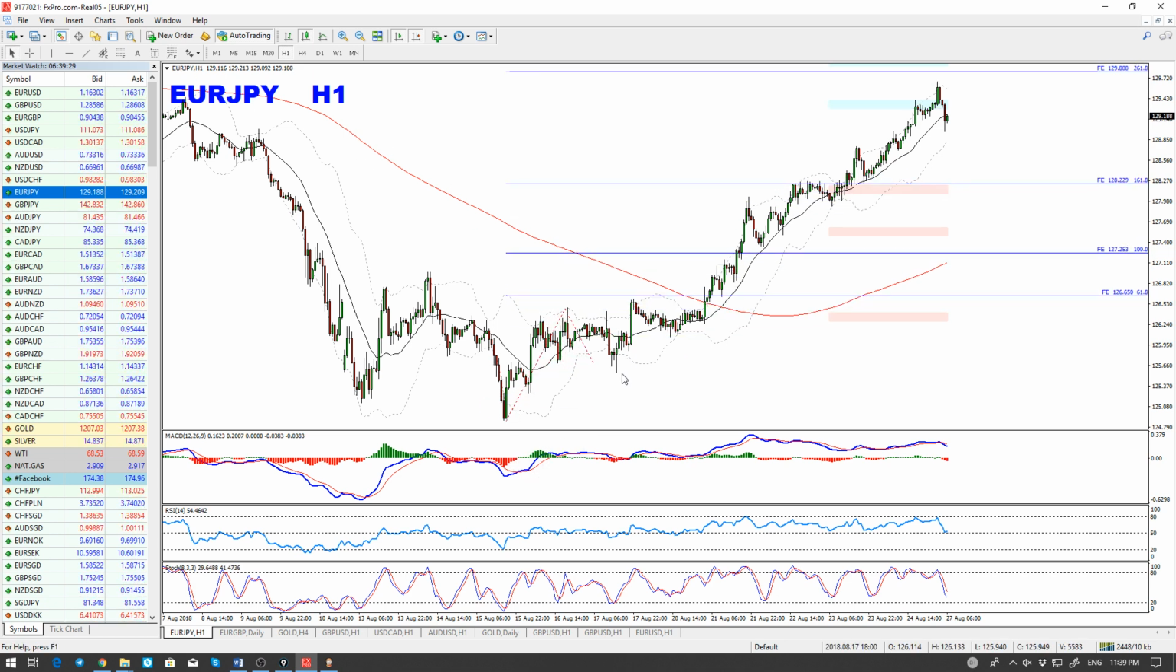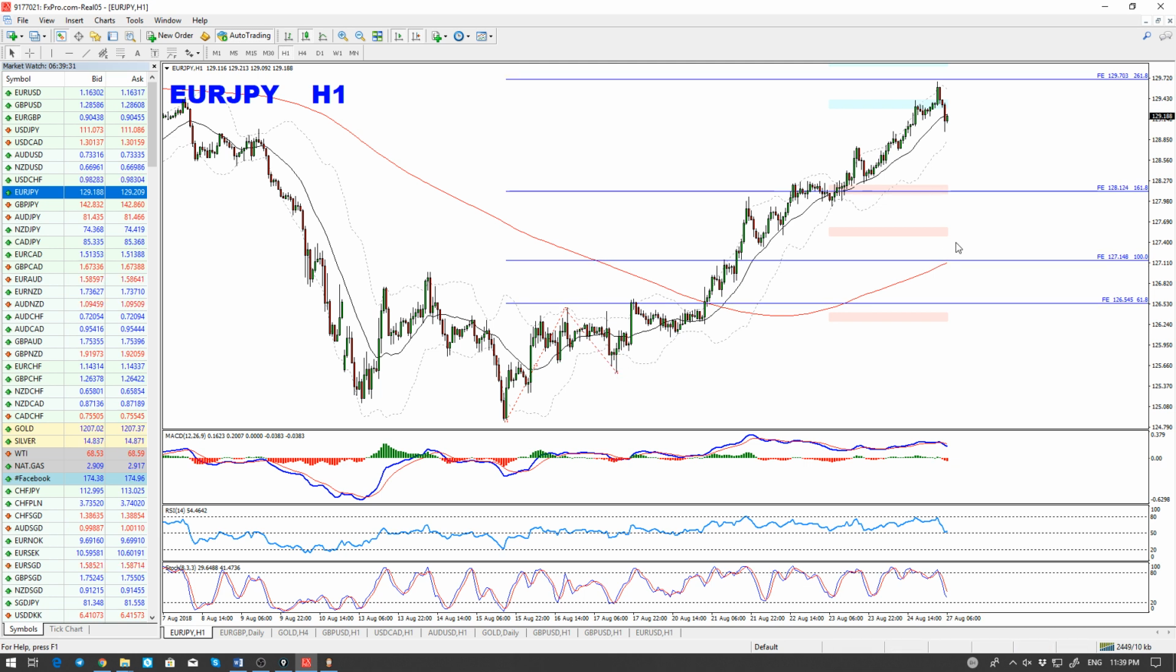So this is the 1-hour chart. If the 4-hour is one leg, the 1-hour chart develops here a special cycle, which goes like this.